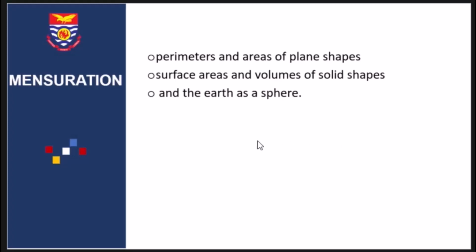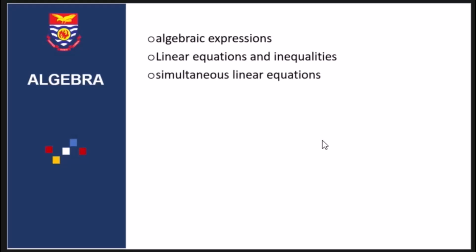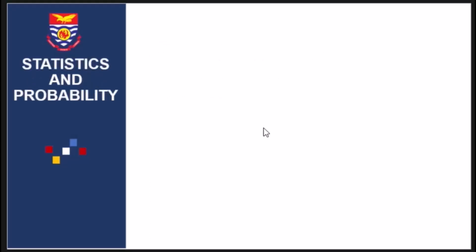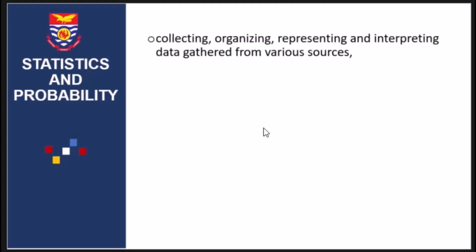Then algebra. It talks about algebraic expressions, linear equations and inequalities, simultaneous linear equations, quadratic equations. These are the 4 areas covered under algebra. Then we look at statistics and probability. This one talks about collecting, organizing, representing, and interpreting data gathered from various sources.